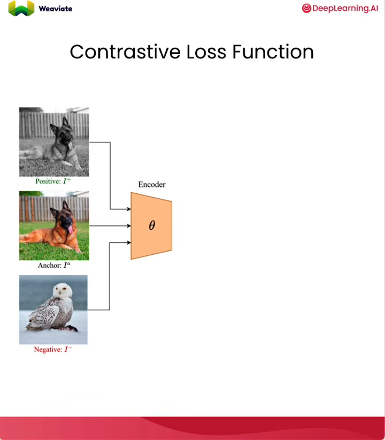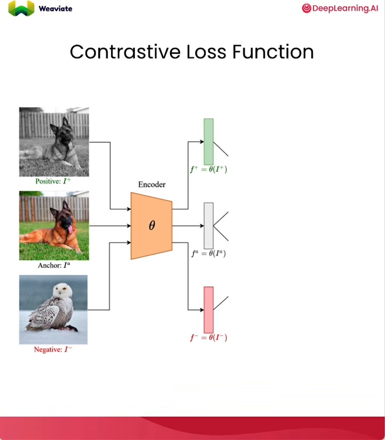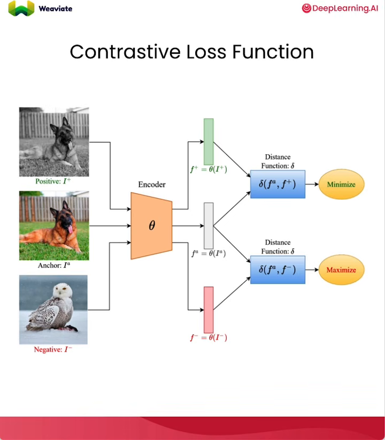First, we need to encode the anchor and the examples into vector embeddings. Then we calculate the distance between the anchor and the examples. And during the training process, we want to minimize the distance between the anchor vector and positive example vectors, while at the same time maximizing the distance to the negative example vectors.